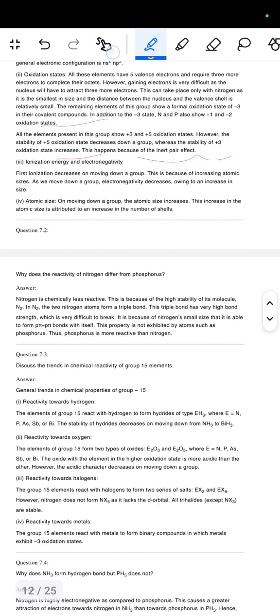फिर आता है ionization energy and electronegativity. The ionization enthalpy decreases on moving down the group. This is because of increasing atomic size. As you move down the group, electronegativity decreases owing to an increase in the size. फिर आता है atomic size. So on moving down the group, the atomic size increases. This increase in the atomic size is attributed to an increase in the number of shells.